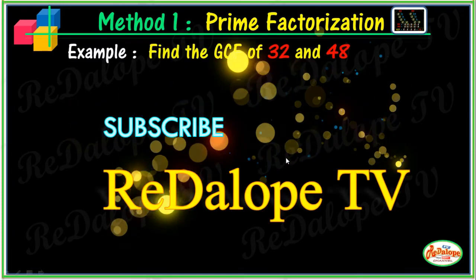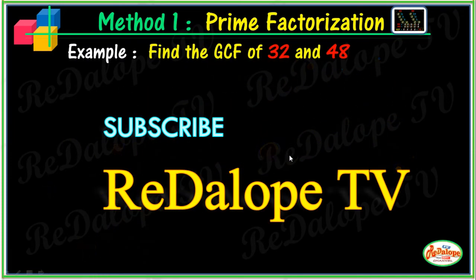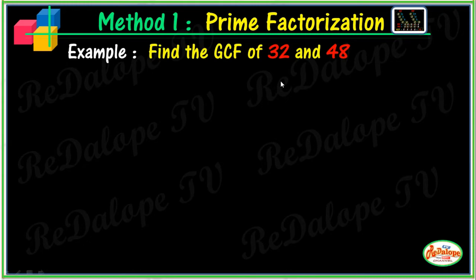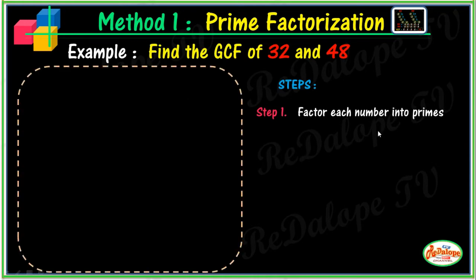For our first problem, let us find the GCF of two numbers, 32 and 48. First, we do the prime factorization of each number. Step 1, factor each number into primes. We have the given number 32. Now, if the given number is an even number, just divide it by 2. So the answer is 16. Since 16 is even, continue dividing it by 2.